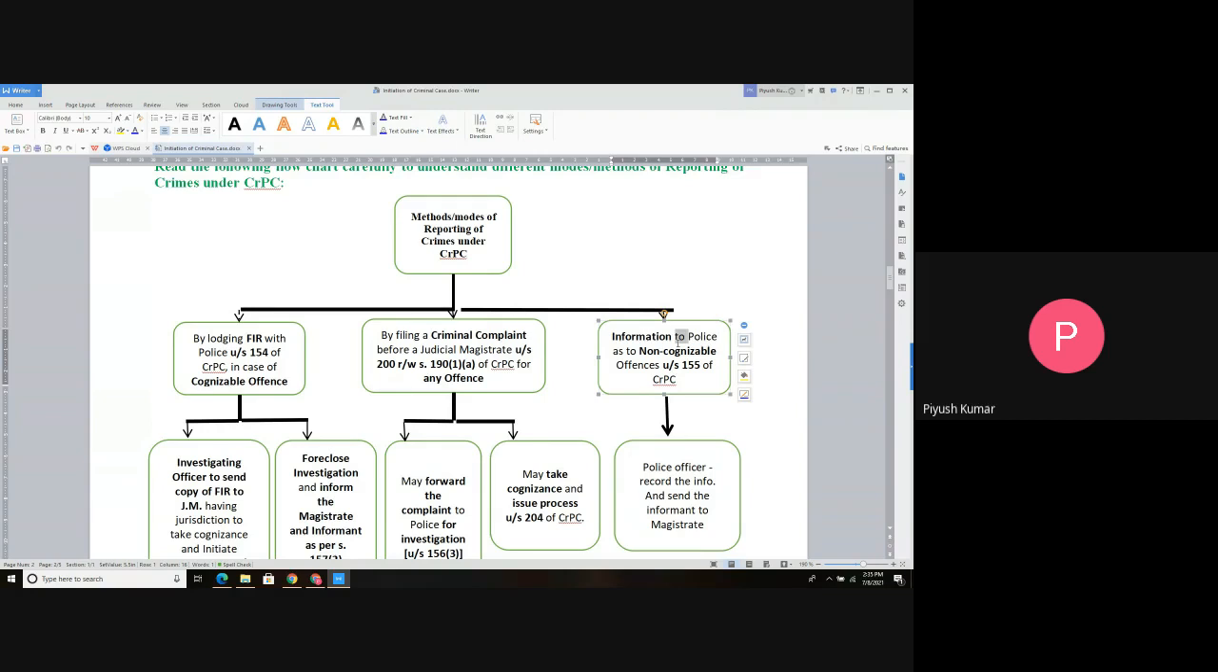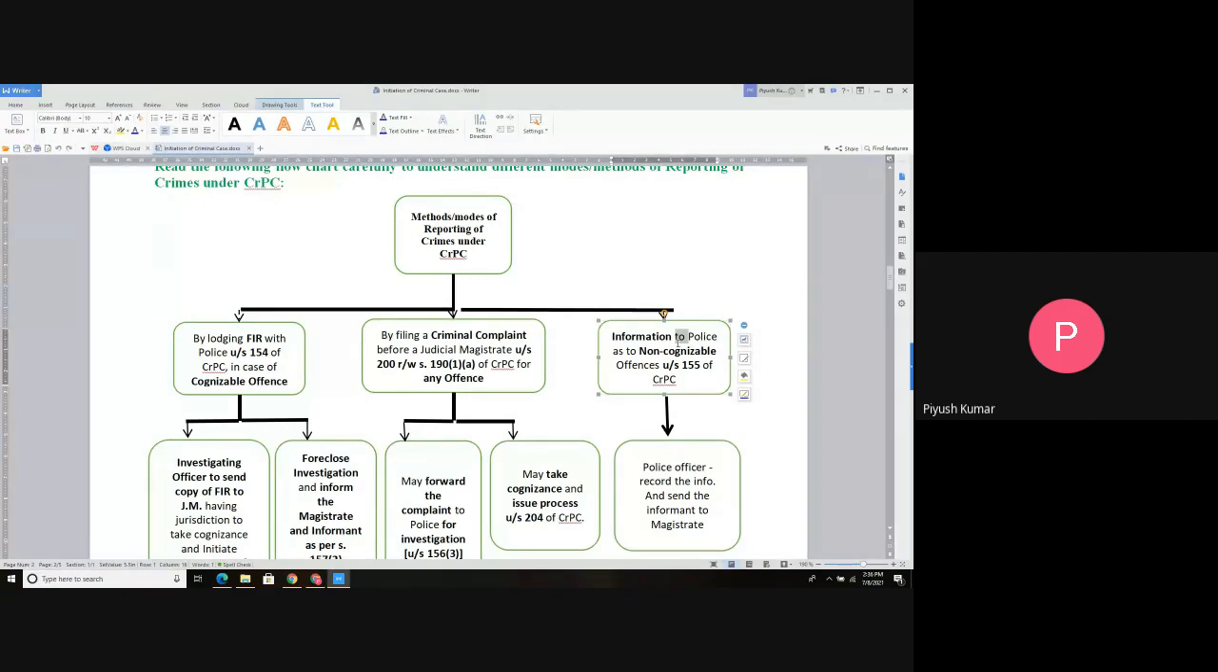The question was in how many ways a person can report the crime under the provisions of CrPC. So visualize it. The first way is that the person can lodge an FIR with the police under section 154 of CrPC if the crime that has been committed against him is a cognizable offense.